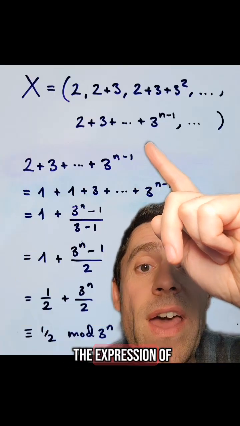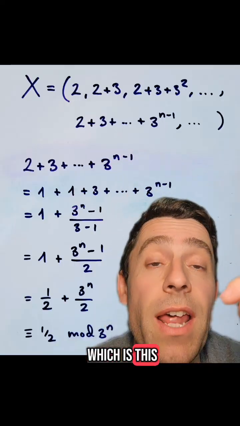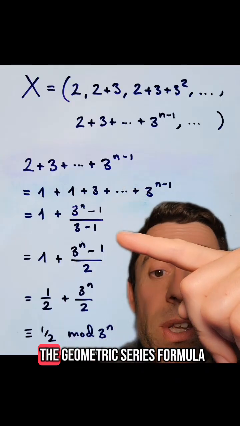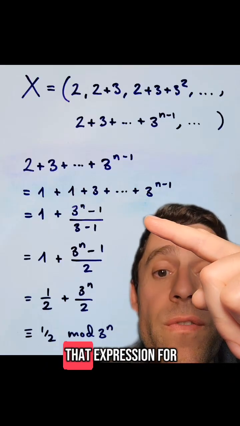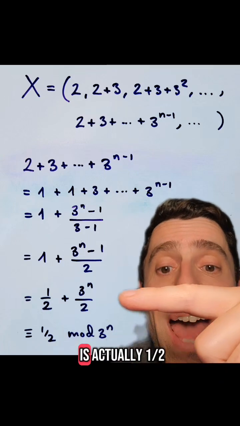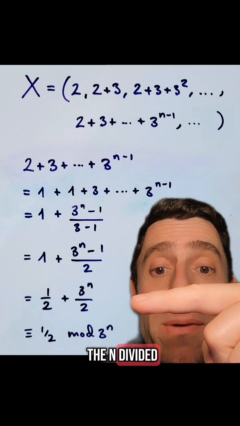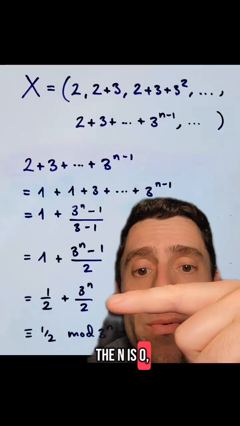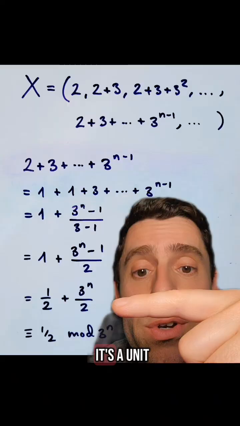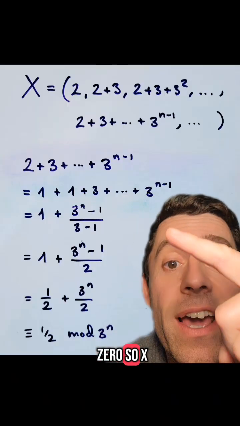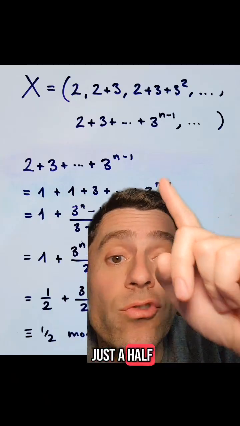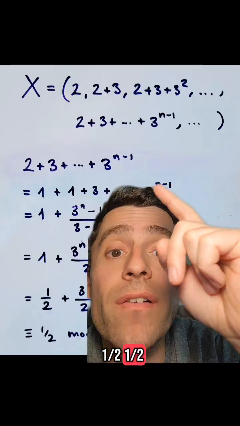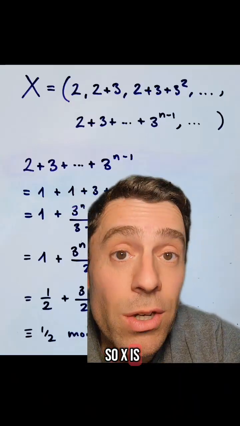Now, let's see the expression of x modulo 3 to the n, which is this number here, is given here, and if I simplify that using the geometric series formula, then I see that the expression for x modulo 3 to the n is actually 1/2 plus 3 to the n divided by 2. But this term 3 to the n divided by 2, modulo 3 to the n is 0. 2 is invertible modulo 3 to the n, so it's a unit. This is just 0, so x modulo 3 to the n is just 1/2. So that expression is actually x is equal to 1/2, 1/2, 1/2, 1/2, 1/2, all halves. So x is equal to 1/2.